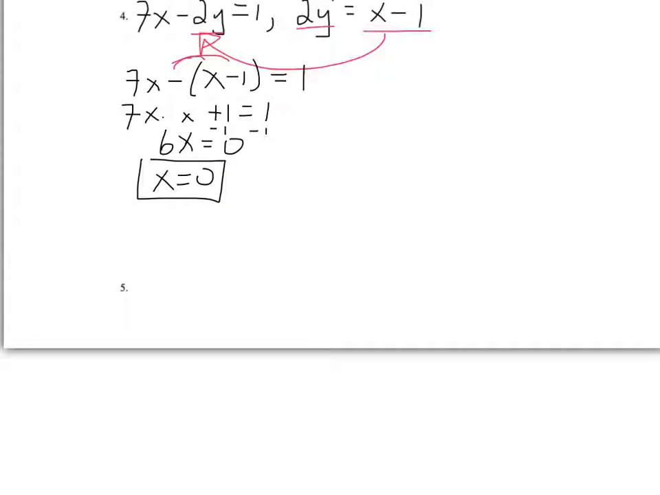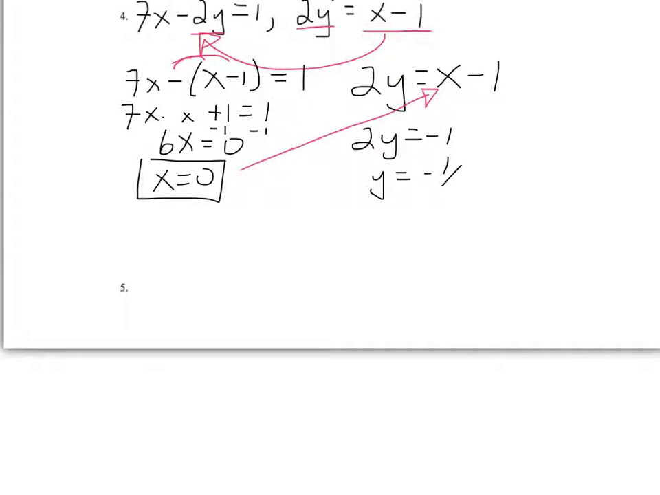Now to solve for y, I'm going to go ahead and go to the second equation, x minus 2y equals x minus 1. Substitute in 0 for x, and I get 2y equals negative 1, y equals negative 1 half.